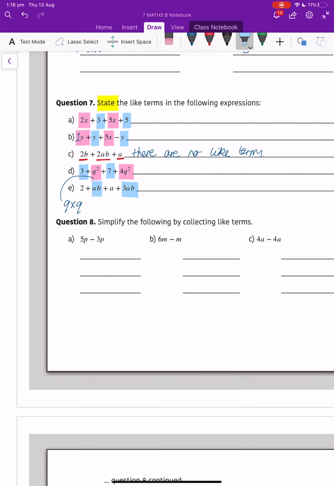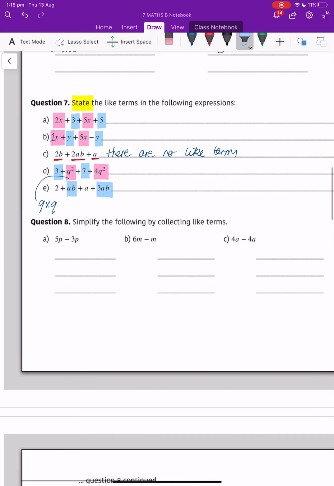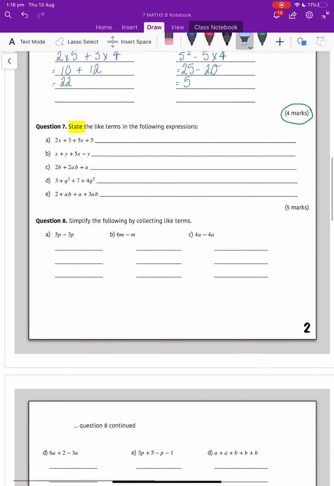And if you had demonstrated to me that these were the like terms, whether you highlighted them or you listed them in 2 different groups, you would be able to get 5 marks for this question.